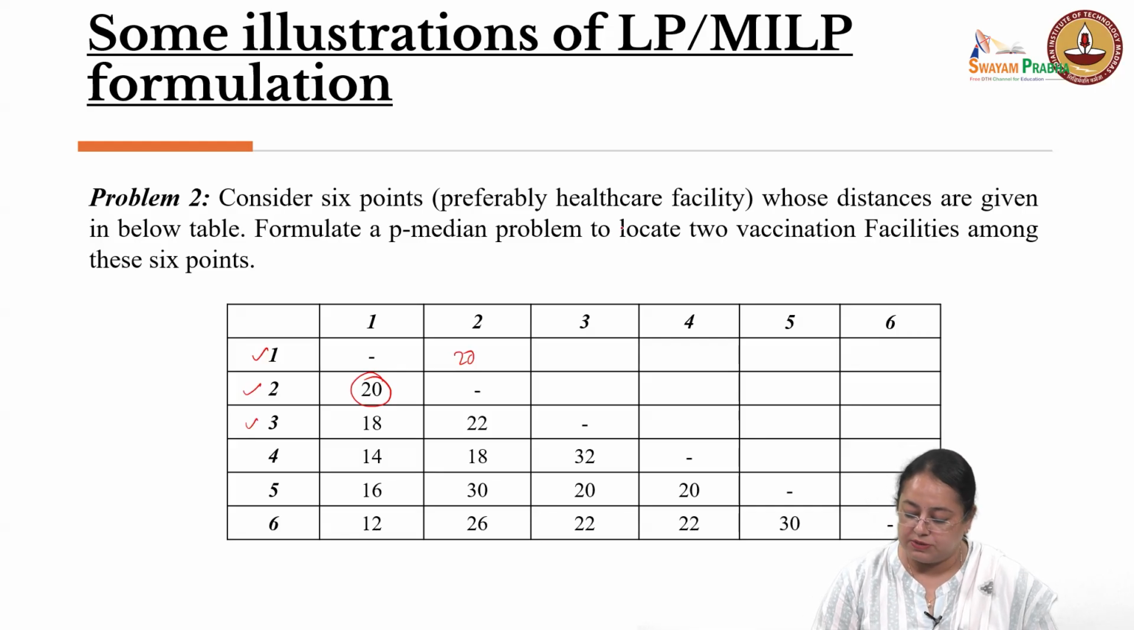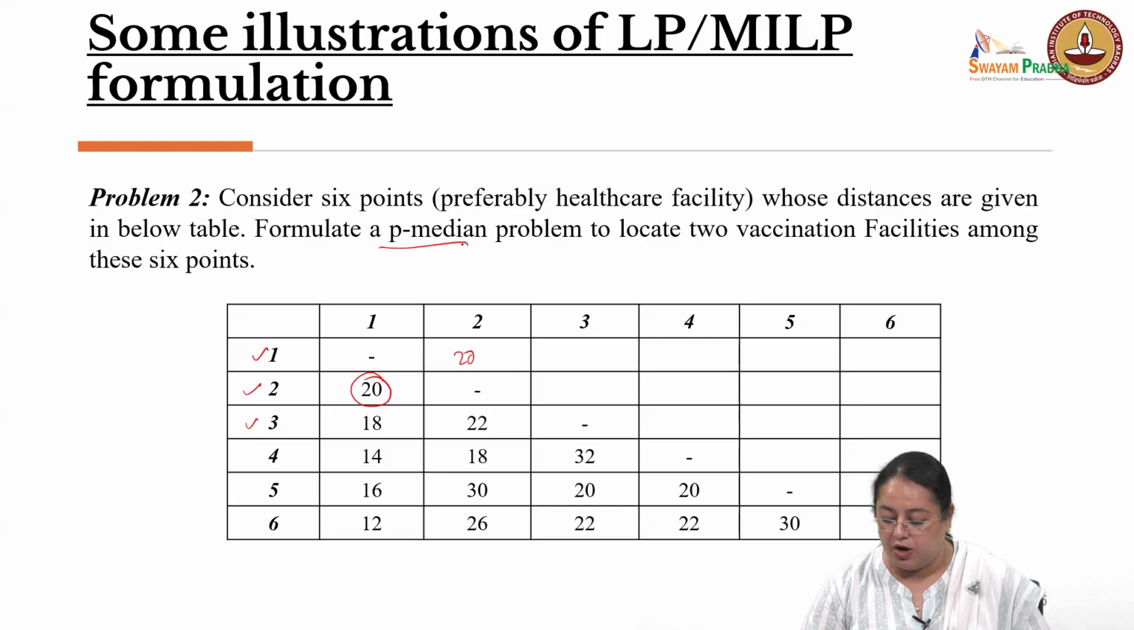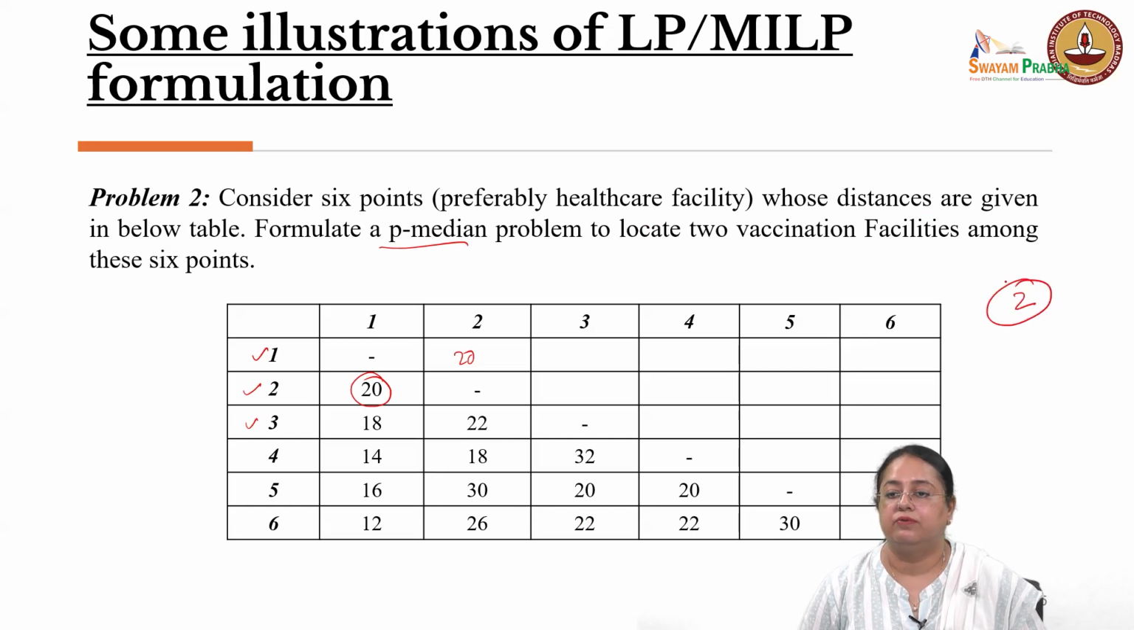Now there are 6 points whose distances are given in the table below. We want to formulate, we will come to the p-median problem, to locate 2 vaccination facilities among the 6 points. So we need to locate 2 facilities. Which 2 facilities we should locate, right? Which can serve all loads.